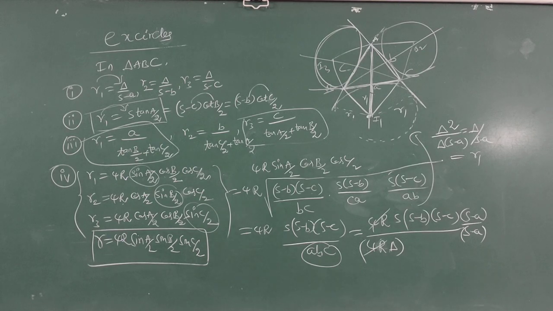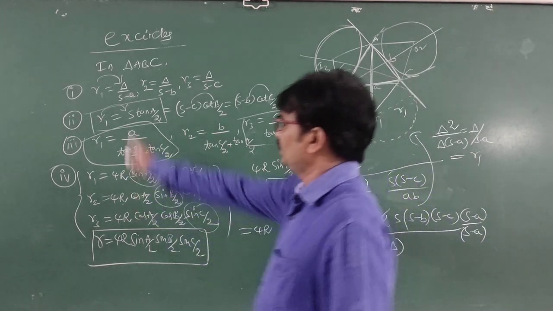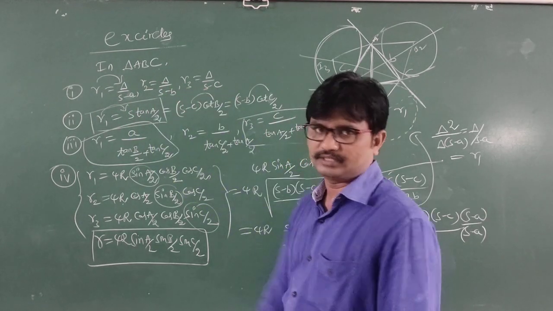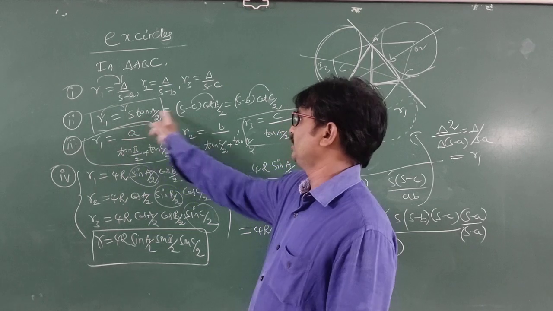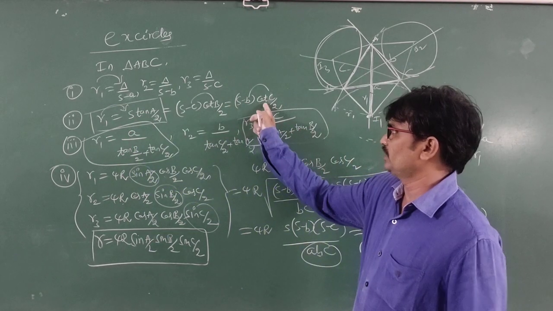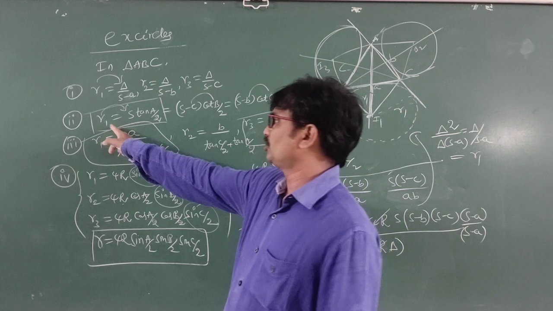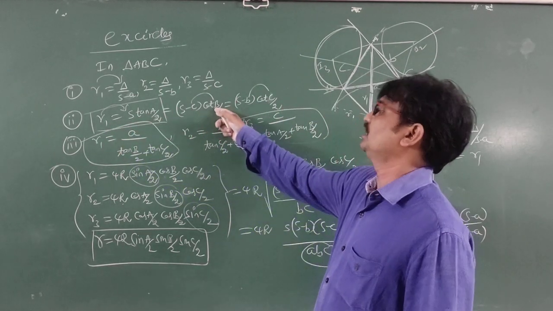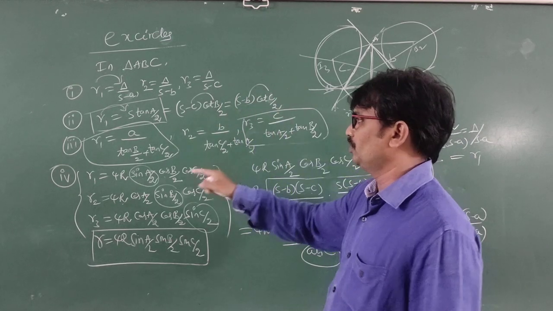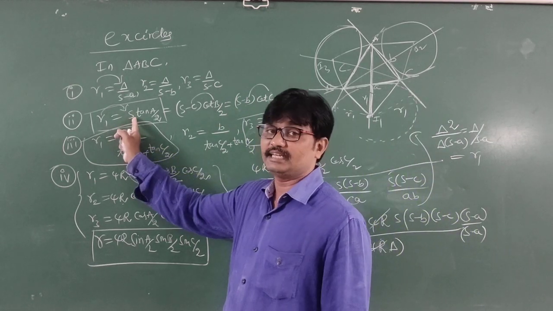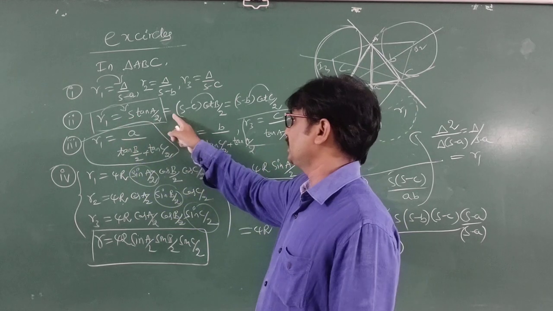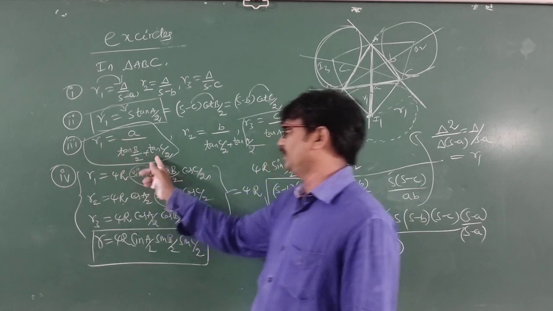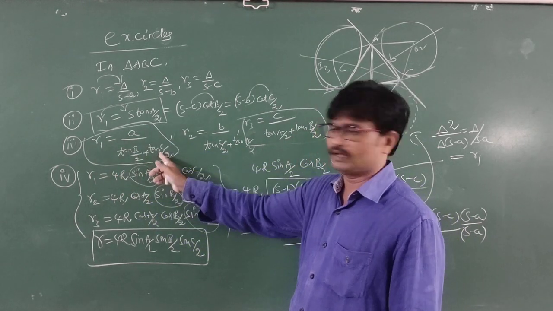Is it clear, students? What we observed first? R1 = Δ/(s−a), R2 = Δ/(s−b), R3 = Δ/(s−c). The next one: R1 = s tan(A/2) = (s−c) cot(B/2) = (s−b) cot(C/2). Similarly, R2 = s tan(B/2) = (s−c) cot(A/2) = (s−a) cot(C/2). R3 is, students, s tan(C/2) = (s−a) cot(B/2) = (s−b) cot(A/2).